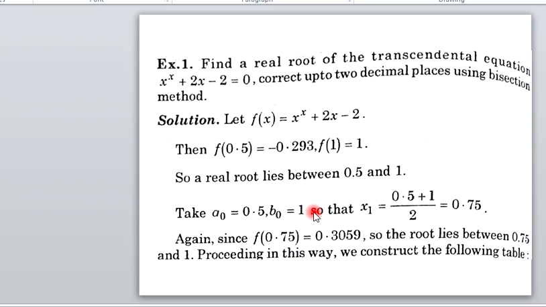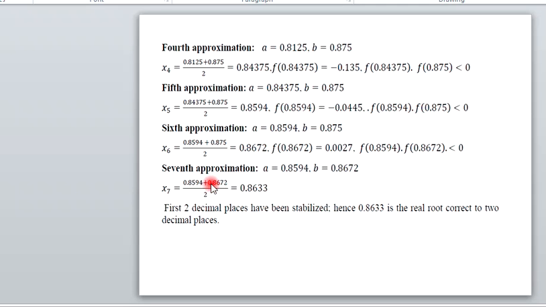And proceeding in this way up to some approximations, here we have to calculate the 7th approximation. In the 7th approximation the value is 0.8633, and in the 6th approximation the value is 0.8672. That means up to 2 decimal places it has been stabilized, and hence 0.8633 is the root correct up to 2 decimal places. So if a question asks you to be correct up to 2 decimal places, the 2 decimal places will match for the last two approximations.